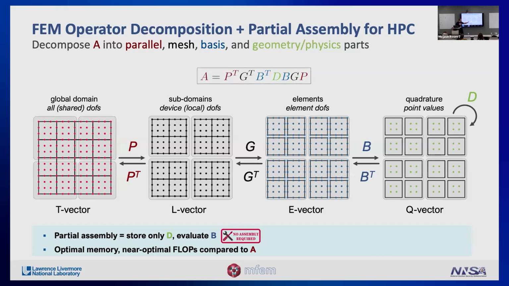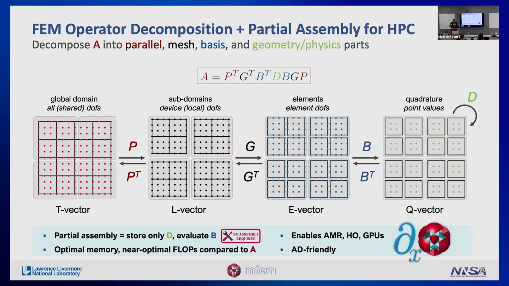And if you think of the operator this way, in this decomposed form, it allows you to peer in. It splits the different components that are responsible for different things. And in particular, for us, it was very important what we compute and store, because performance really is governed by memory transfers these days, not by the flops. And so we just kept this thing called partial assembly, no assembly required, where you just compute and store the data at the quadrature point, and everything else you compute on the fly. That was an important advancement that really enabled the seamless integration of adaptive mesh refinement, high performance high-order methods, GPUs, and it's also AD friendly.